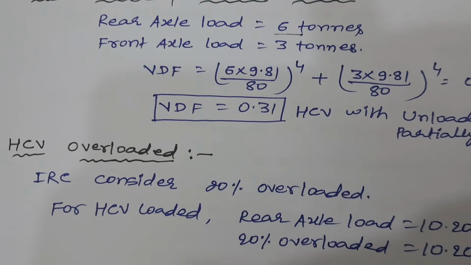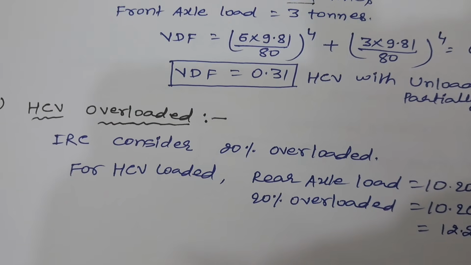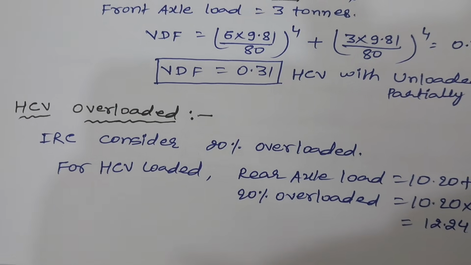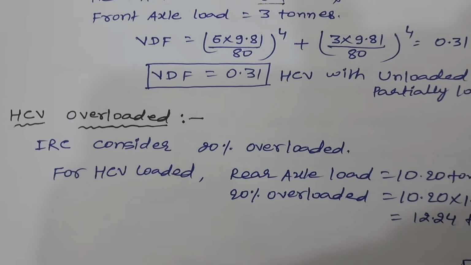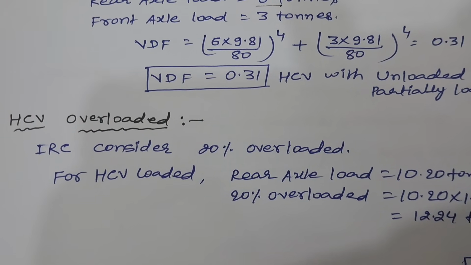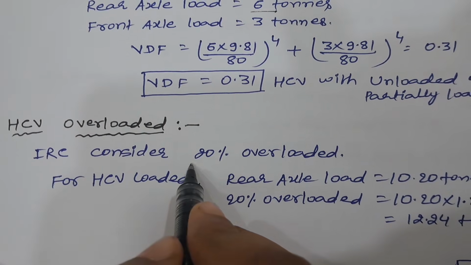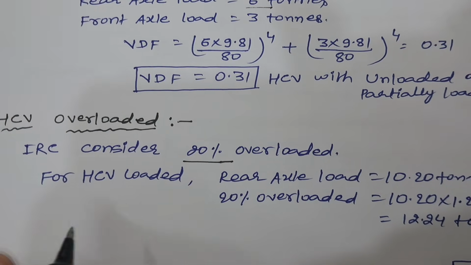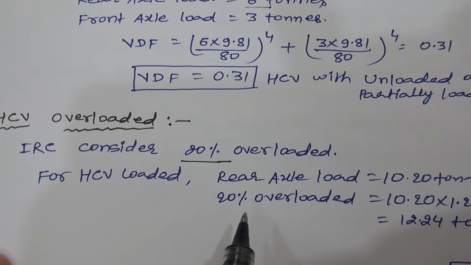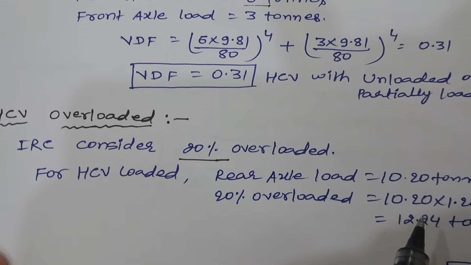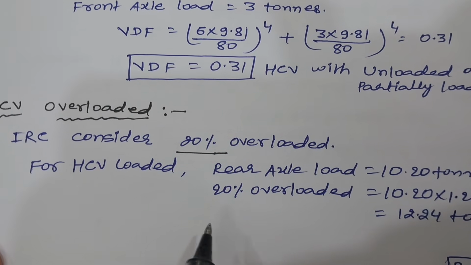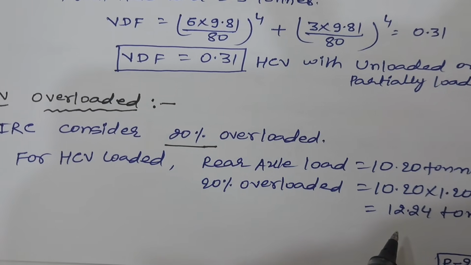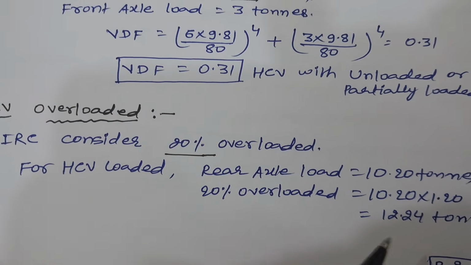Now VDF for HCV overloaded, means heavy commercial vehicles with overload. As per IRC, if a heavy commercial vehicle is loaded 20% over, it will be considered as an overloaded vehicle. For HCV loaded condition, rear axle load is 10.2 ton, and with 20% overload it means 10.2 into 1.2, so it will come 12.24 tons.